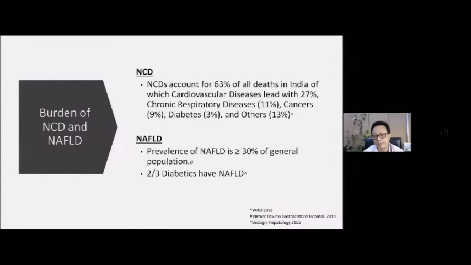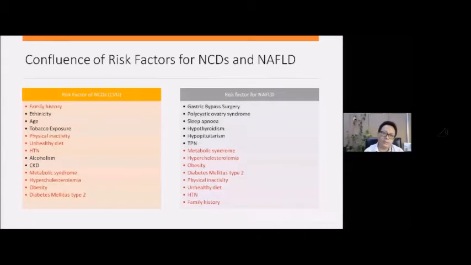Two-thirds of the diabetics usually have NAFLD. So if you take care of the NAFLD, we can also note that two-thirds of those diabetics are also going to be taken care of. In a way, the confluence of the risk factors for NAFLD and NCDs, as I said in the beginning, is quite common, with some emphasis on some areas for NAFLD, particularly the metabolic syndrome, hypercholesterolemia, obesity, diabetes mellitus, and the risk factors of physical inactivity, unhealthy diet, hypertension, family history, etc. So many of the risk factors are common.